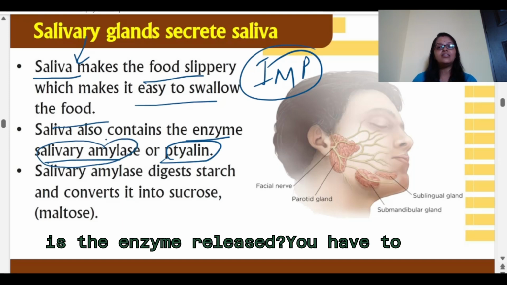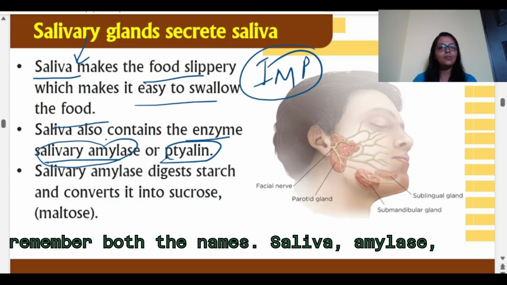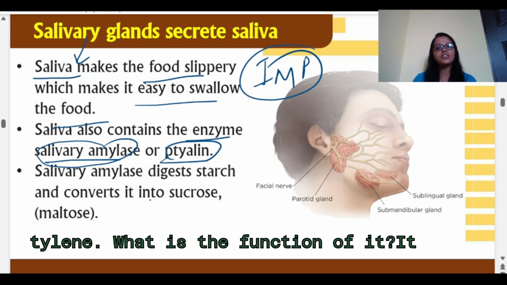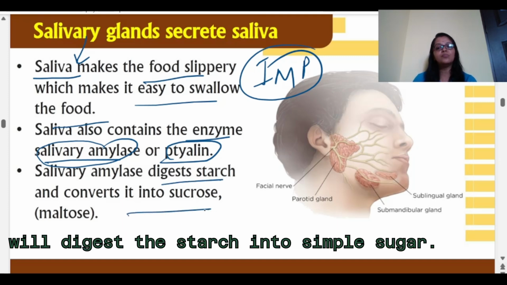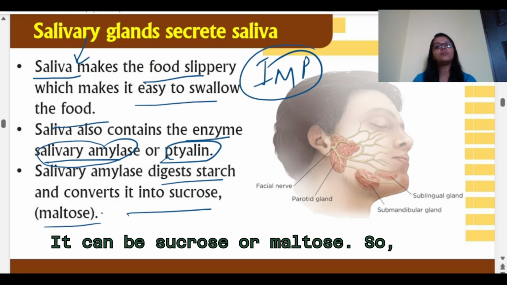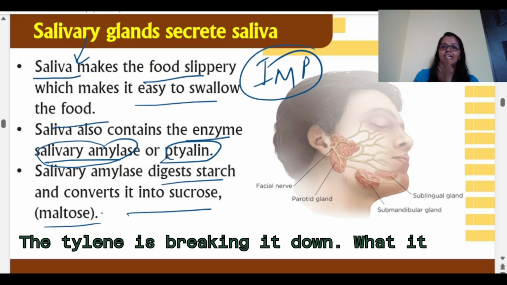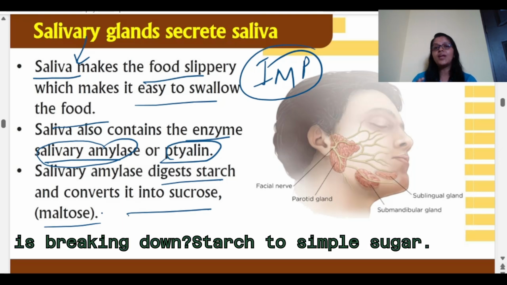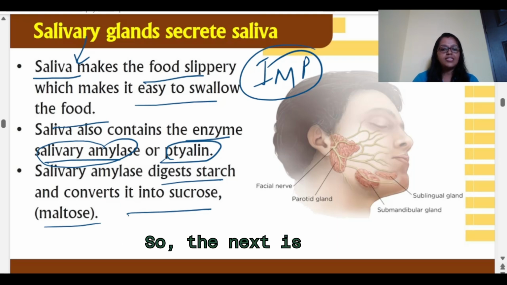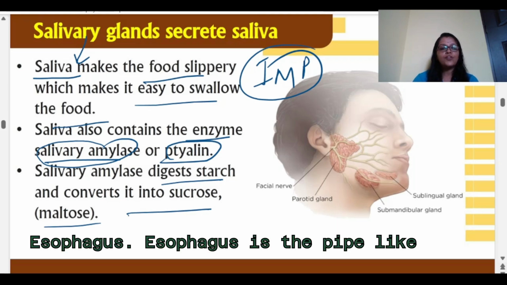What is the enzyme released? You have to remember both the names, salivary amylase, ptyalin. What is the function of it? It will digest the starch into simple sugar. It can be sucrose or maltose. So sucrose or maltose are the simple sugars. The ptyalin is breaking it down. What is it breaking down? Starch to simple sugar.